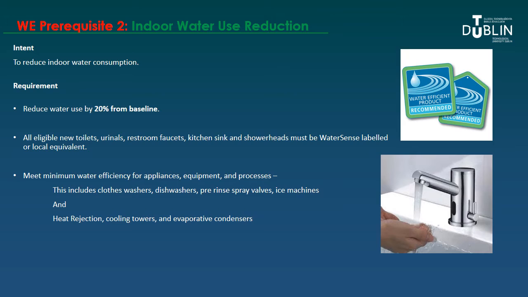And then there's also minimum water efficiency requirements for appliances and equipment such as clothes washers or dishwashers or pre-rinse spray valves or ice machines, and any processes like heat rejection units or cooling towers or evaporative condensers. So any kind of big units or process units that need water for their operation, essentially.